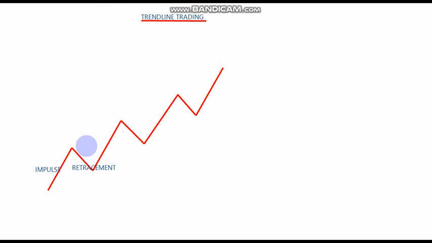We're calling it an impulse because we're in an uptrend, because the overall trend is bullish. So when we're going up, it's an impulse to the upside. If we're in a downtrend, if we are going down, the downward direction will be our impulse, and the opposite direction to the downward trend will be the retracement. Simple.